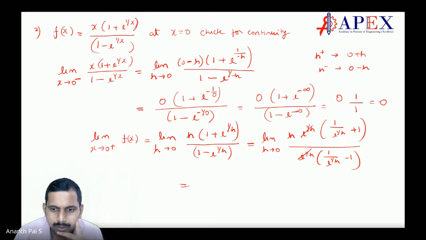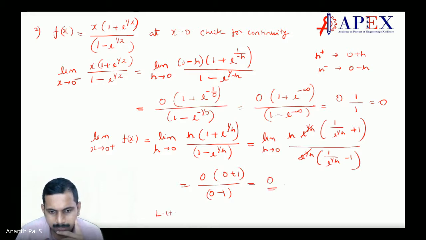So this comes as the limit h tending to 0 of h into (1 by e power 1 by h plus 1) divided by (1 by e power 1 by h minus 1), and when you substitute, you get 0 into (0 plus 1) divided by (0 minus 1), correct, students? What is the answer? You get 0. So what is happening? Left hand limit is equal to right hand limit.